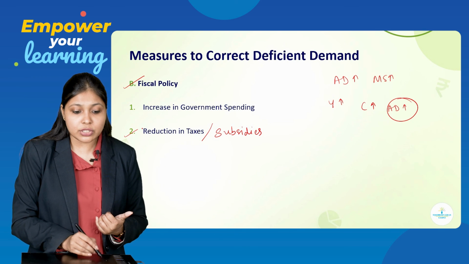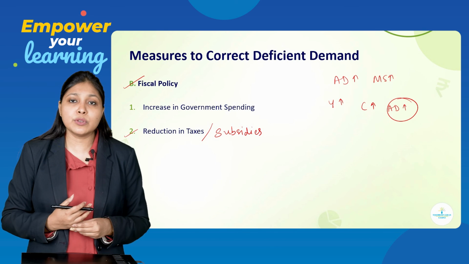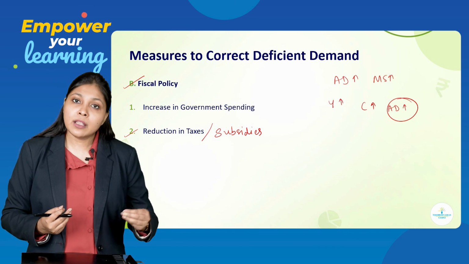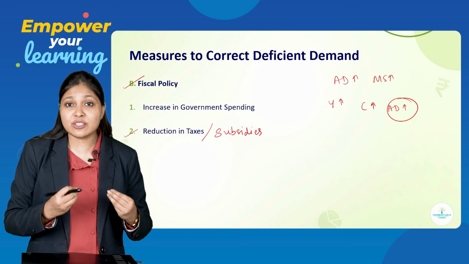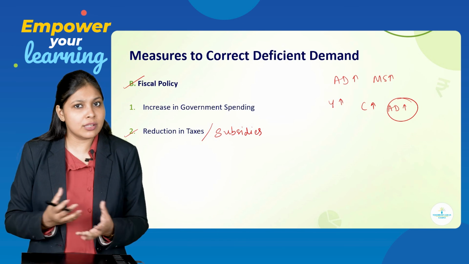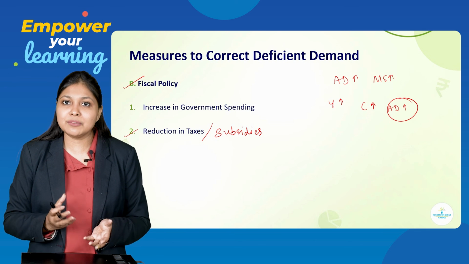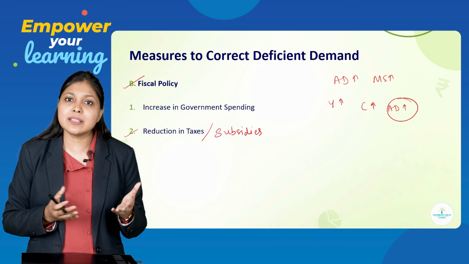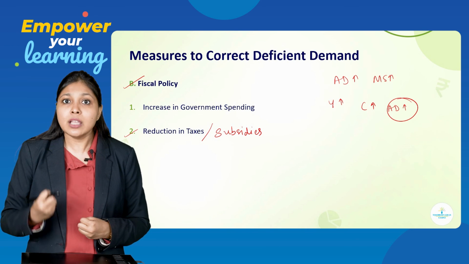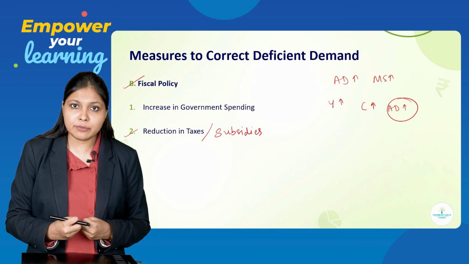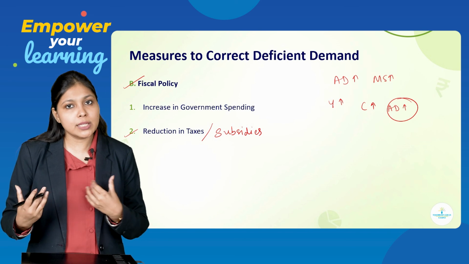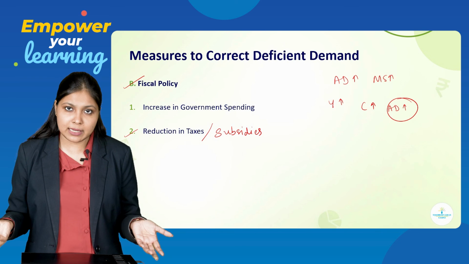When consumption increases, my AD, that is aggregate demand, will ultimately start increasing. And next is reduction in taxes. Reduce the taxes on goods and services. That will make the goods and services cheaper for people. When the price of goods and services reduces, people will demand more. That is nothing but your fundamental truth, the law of demand. When price increases, demand decreases. When price decreases, demand increases. So when there is a reduction in taxes, the goods and services will become cheaper for everyone and people will start consuming more. More consumption means more AD, or more aggregate demand.